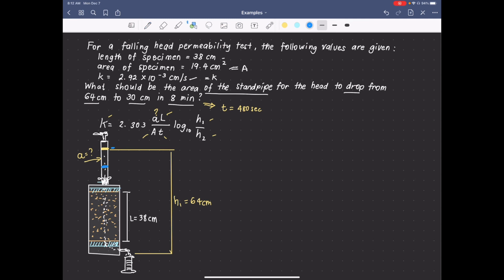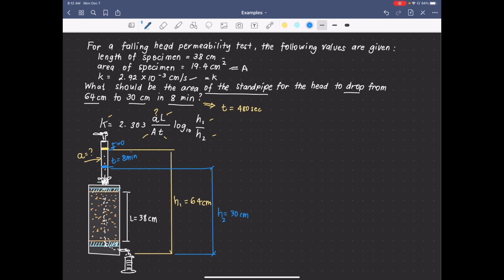So from time equals 0 here to time equals 8 minutes, again, the faucet is already closed. We allow water to flow from this level to this level, and we get the height here, or the head difference, which is already given as 30 cm. So that's the difference between the falling head permeability test and the constant head test.